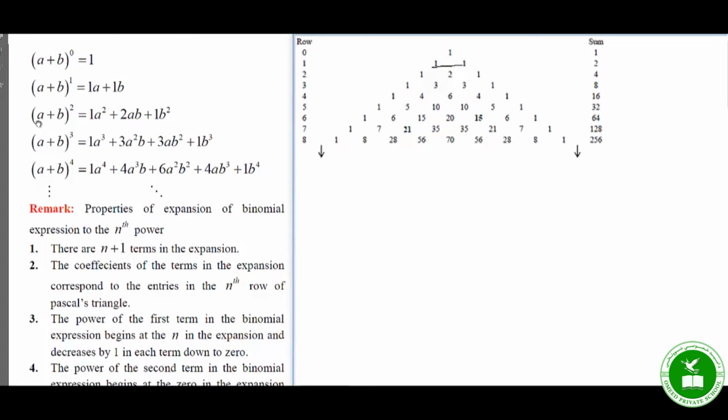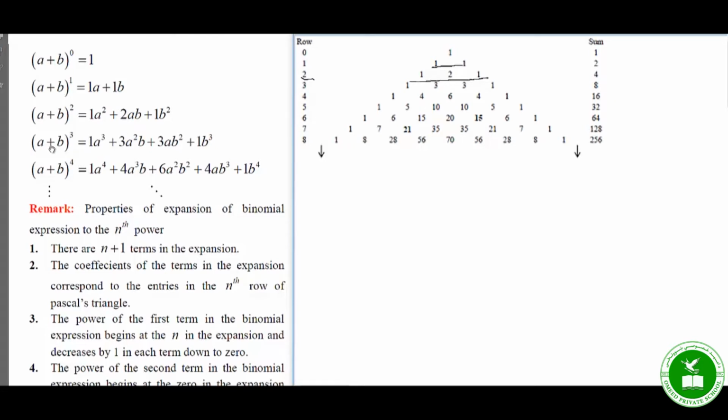How about (a + b) to the power of 2, (a + b) squared? It is equal to a squared plus 2ab plus b squared. If you expand it, you will get this. And what are the coefficients? 1, 2, 1. So what's the row? Row is 2, and the coefficients are 1, 2, 1, as you see here.